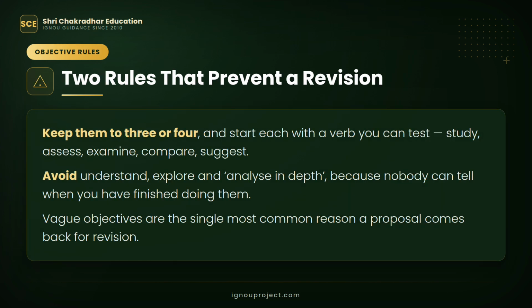2 rules on objectives. Keep them to 3 or 4, and start each one with a verb you can test, such as study, assess, examine, compare, or suggest. Avoid understand, explore, and analyze in depth, because nobody can tell when you have finished doing them. Vague objectives are the single most common reason a proposal comes back for revision.